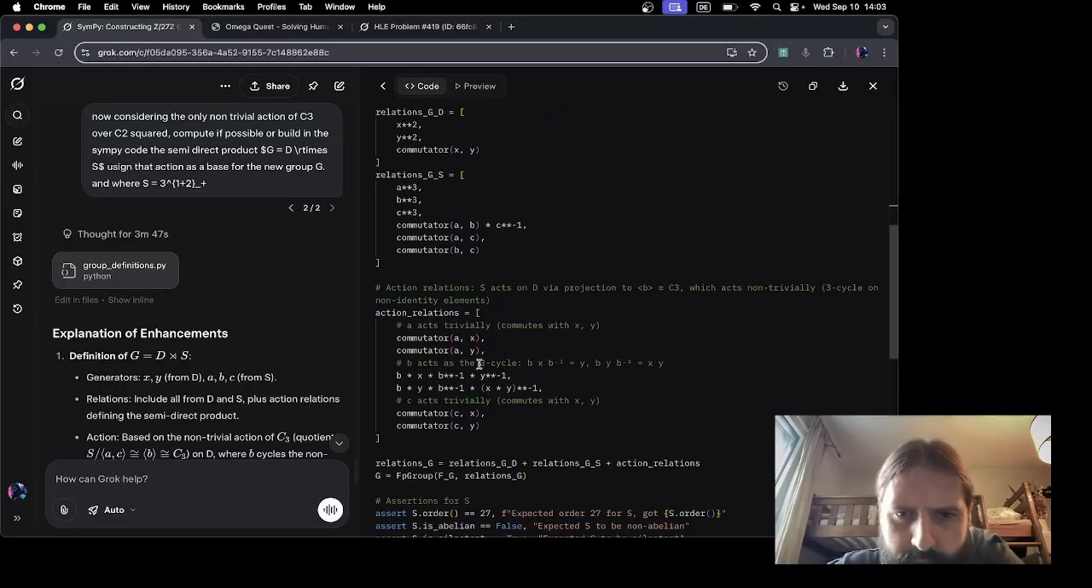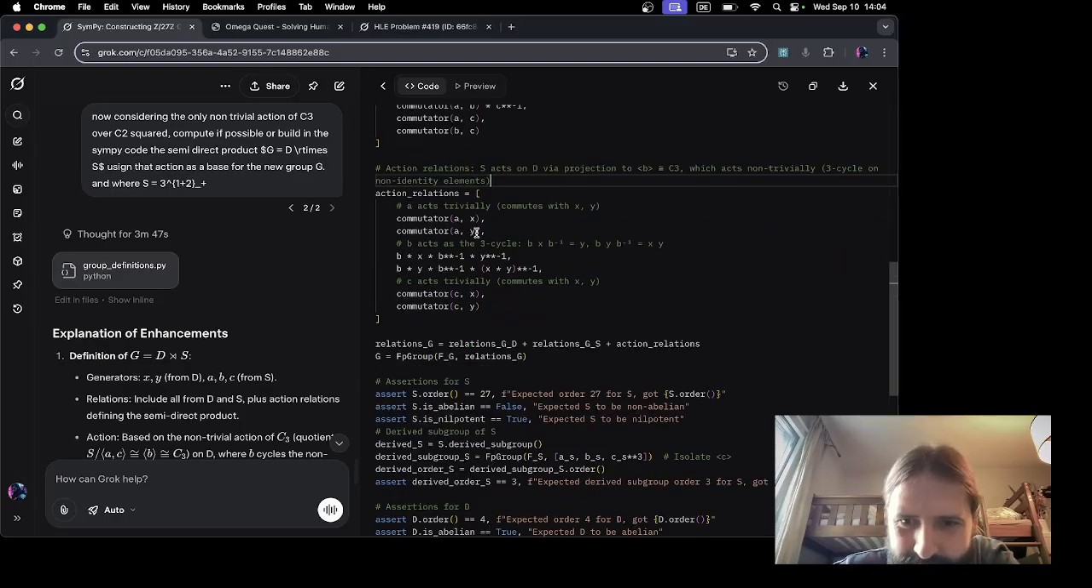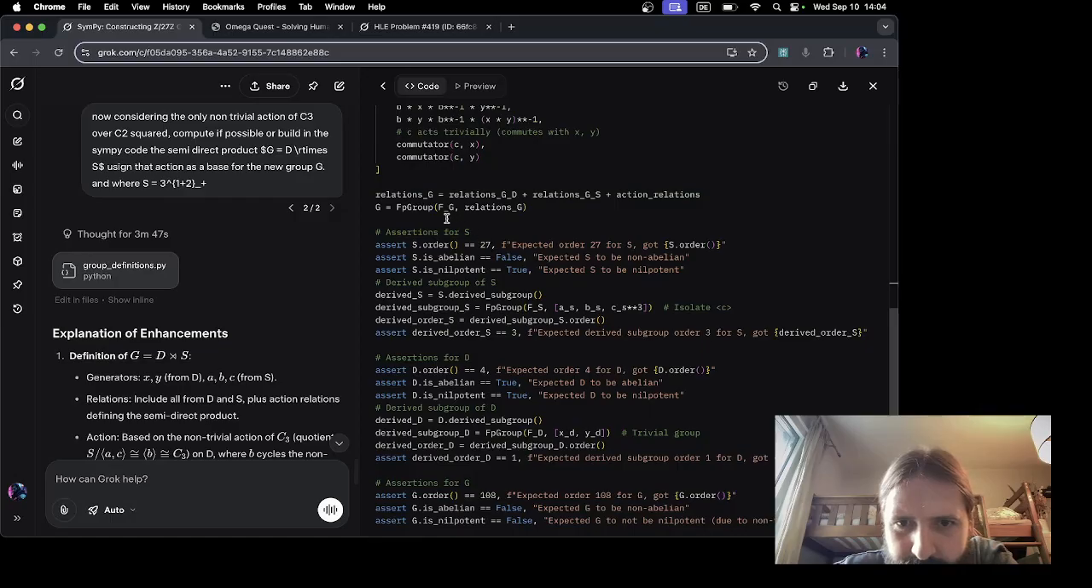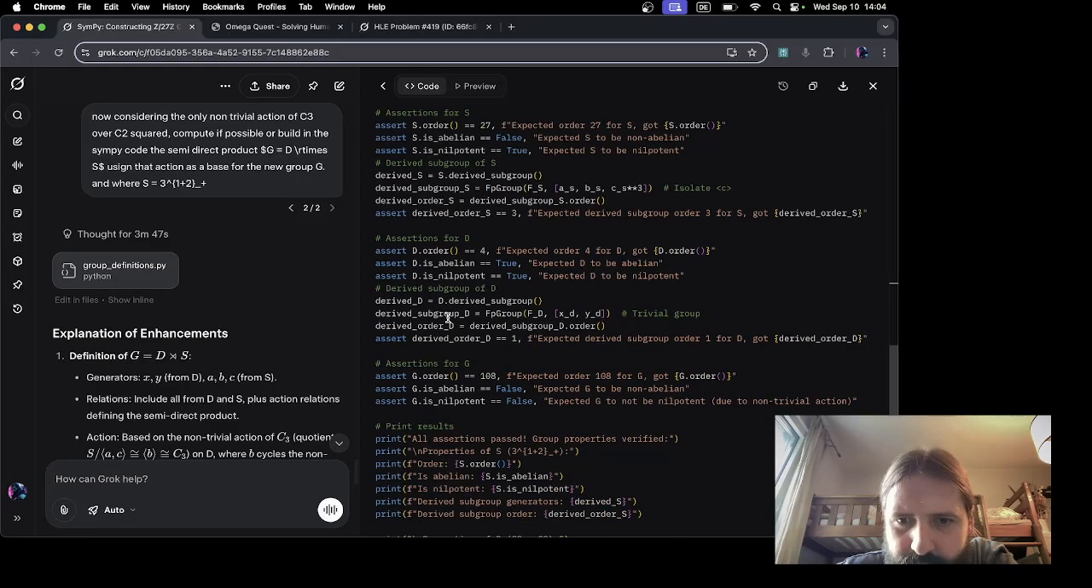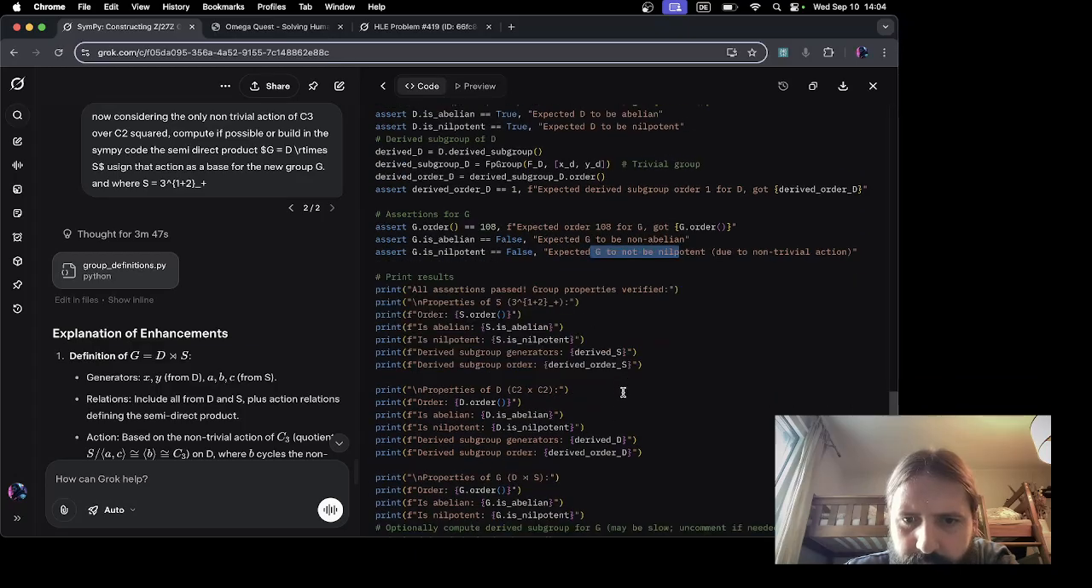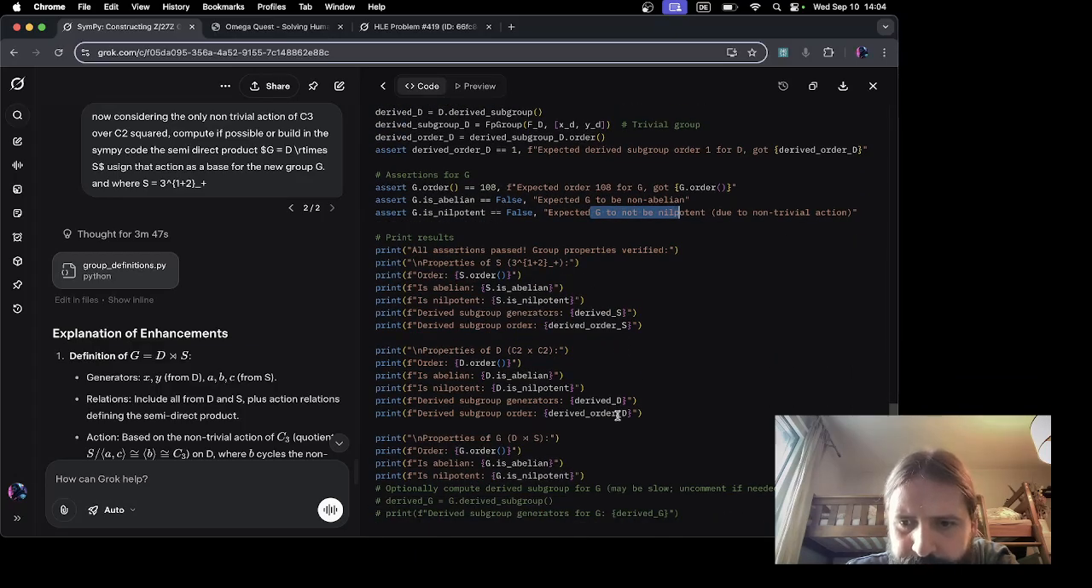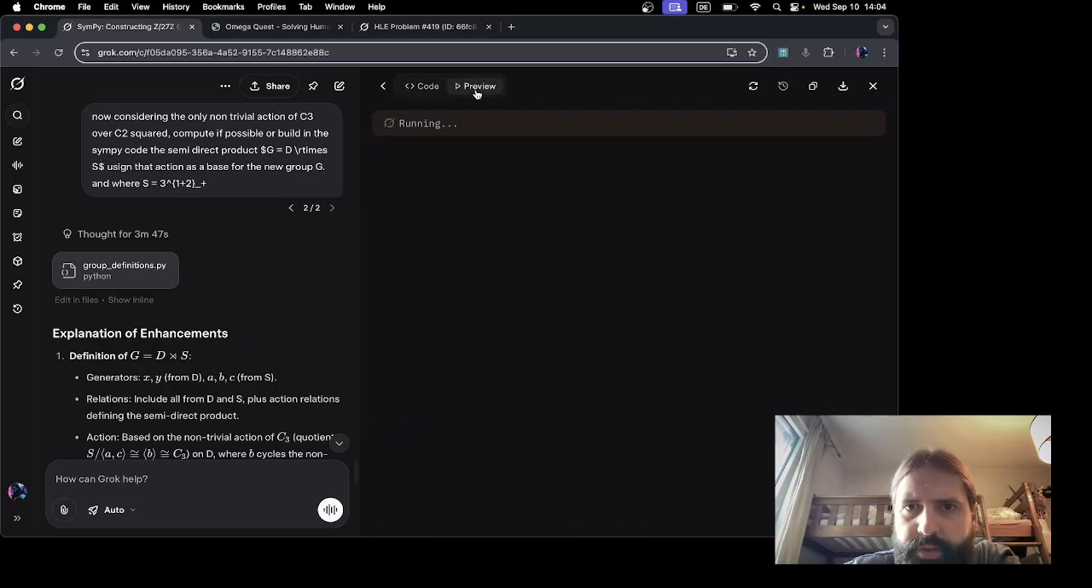Action relations: S acts on D via projection, which acts non-trivially. The 3-cycle, I think this is correct. The 3-cycle non-identity element sounds correct. I don't know what I'm talking about actually, but I think so. So we've got assertions for S and D, and assertions for G is order 108, non-abelian, and nilpotent. Let's run these, and I'm gonna stop here.